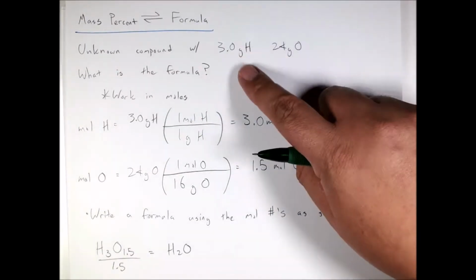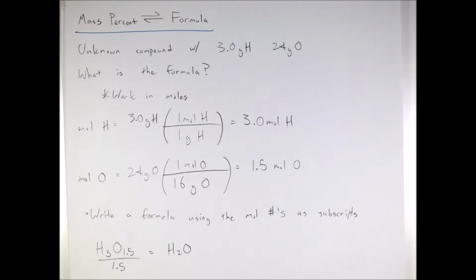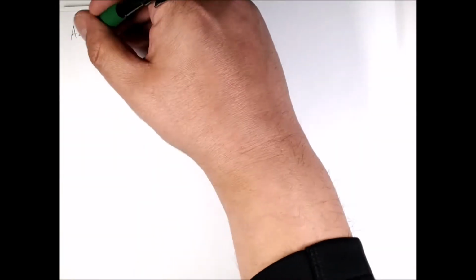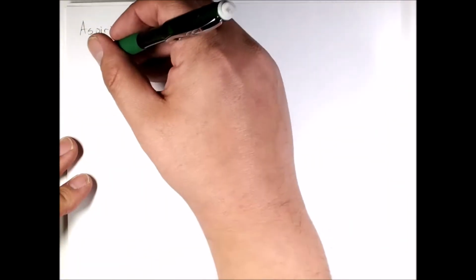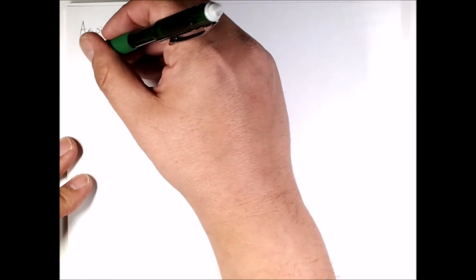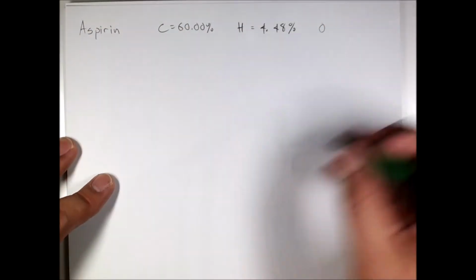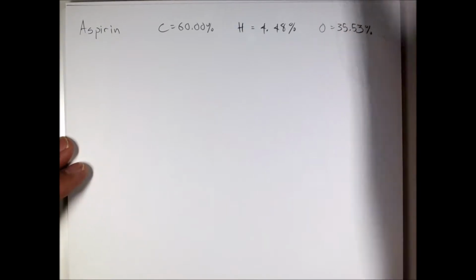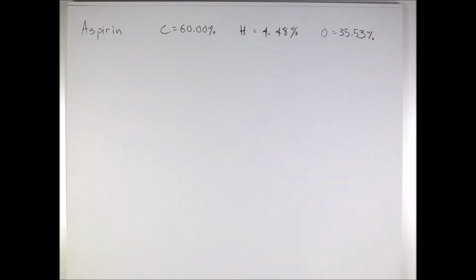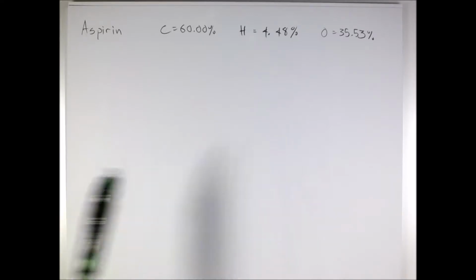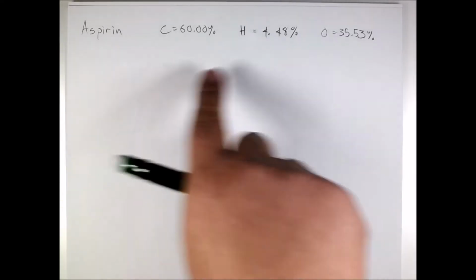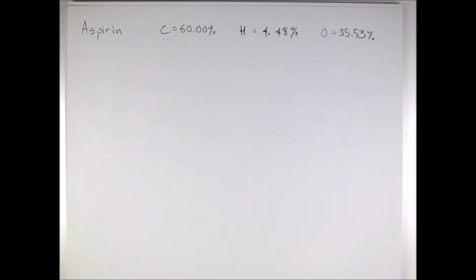We were given actual gram quantities. Another common thing you're going to see is if you're given mass percentages. So for example, aspirin has the percent composition of, sometimes if you add these up, they might not be exactly 100 due to rounding issues, but they should be pretty close. And what I want to do here now is get to the molecular formula here.